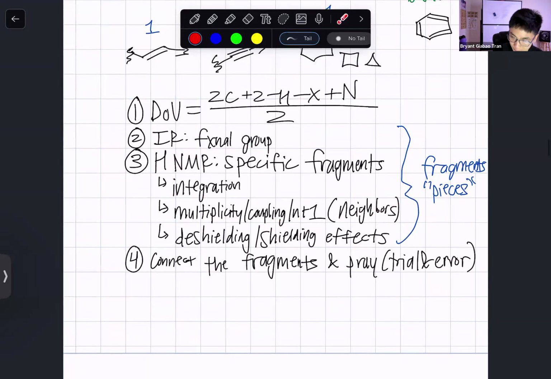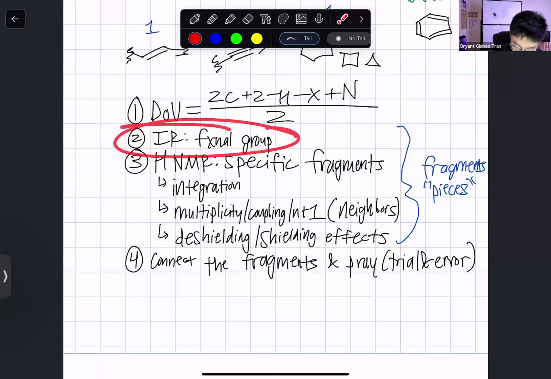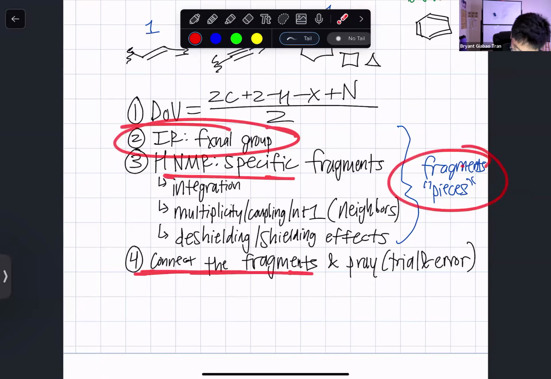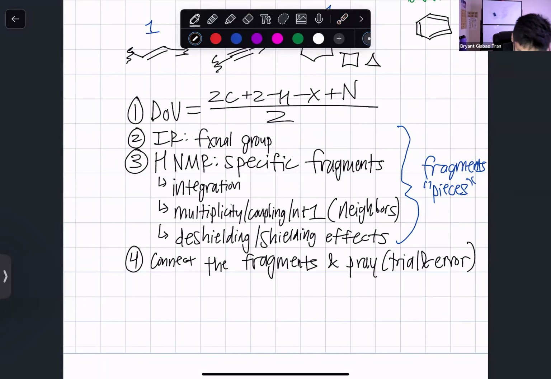But for these types of problems, you get the majority of the points by calculating DOU, the functional groups on the IR, like carbonyl, aldehyde, and the fragments from the HNMR, right? The hardest part is connecting all the fragments together into a specific molecule. That's very, very specific, right? And then after that, you gotta verify if you have the right structure.